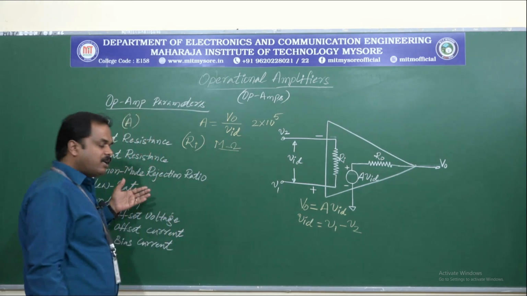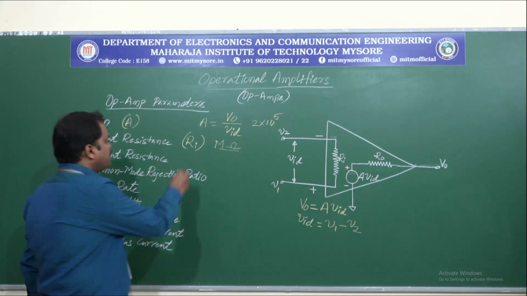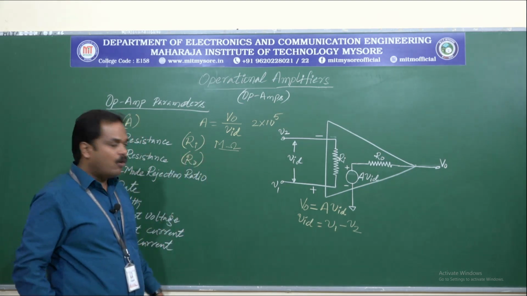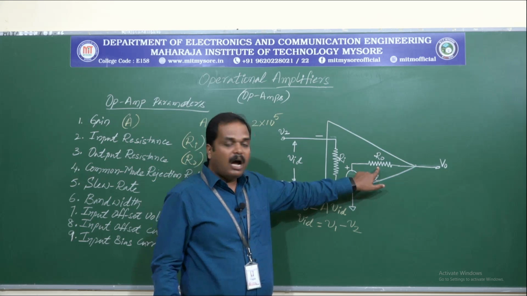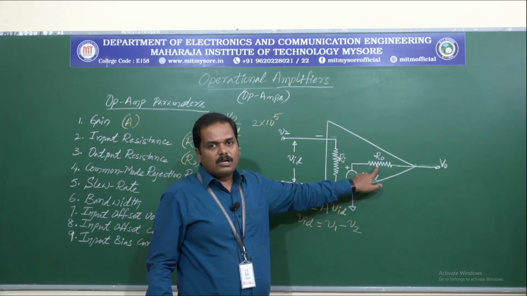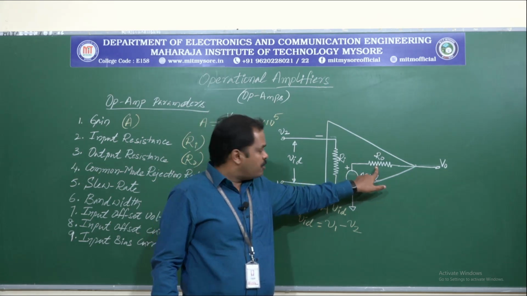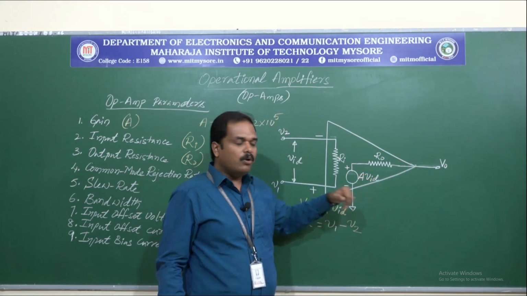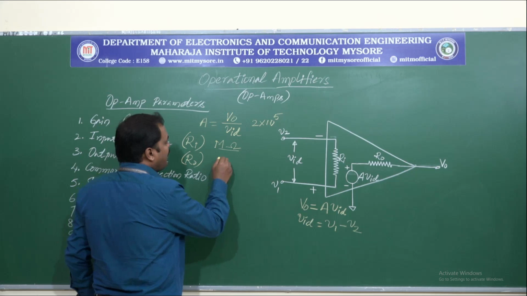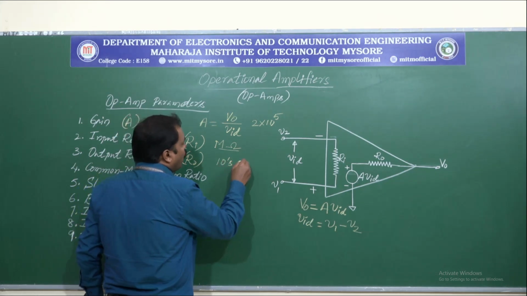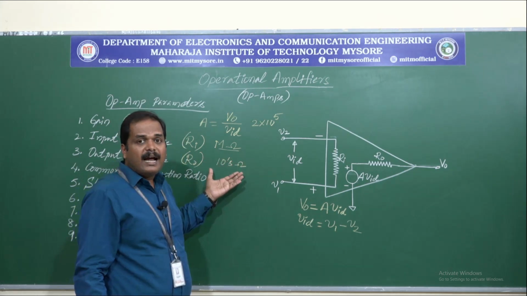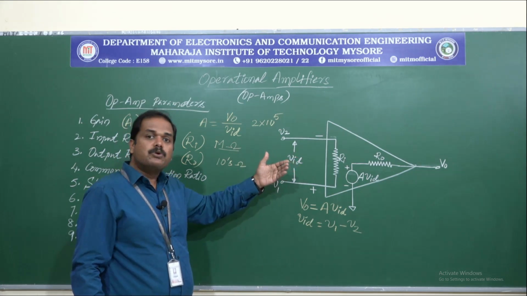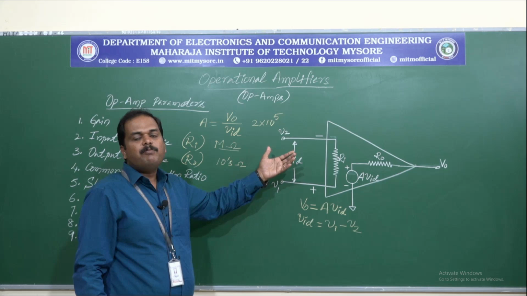And the next parameter is the output resistance, which is represented as R0. Here we can see the output resistance R0. This is the resistance measured at the output terminal V0 with respect to ground, and this will typically be in tens of ohms. This will make sure that whatever current is required for the output terminal to drive the circuits will be provided.